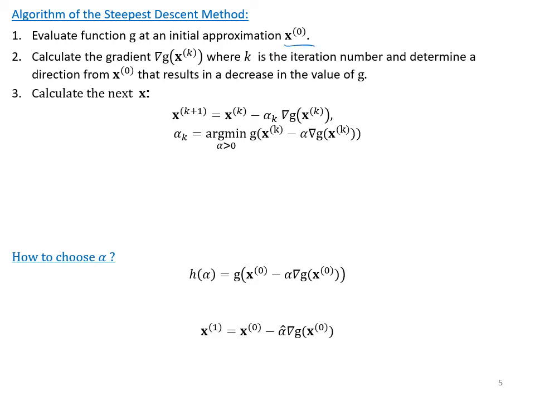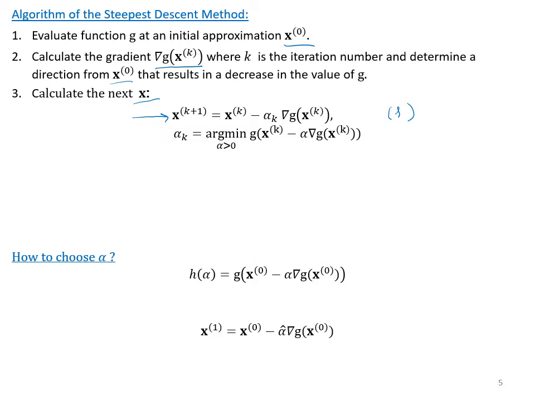Then we calculate the gradient of our function g, where k is the iteration number, and we determine direction from x0 that results in a decrease in the value of our function g. And next we compute next approximation for our vector x using recurrent formula 1, where alpha k represents the minimization step. This is a scalar value.